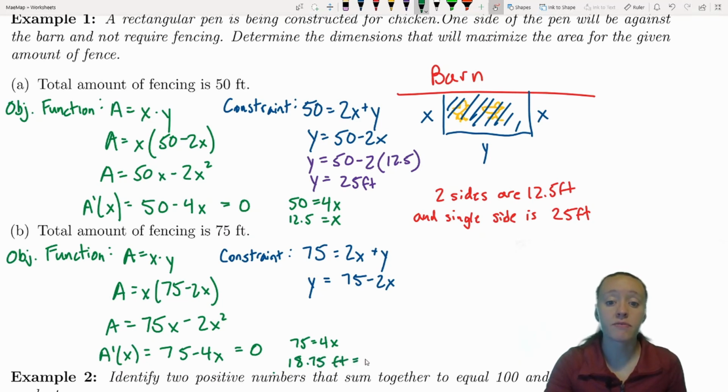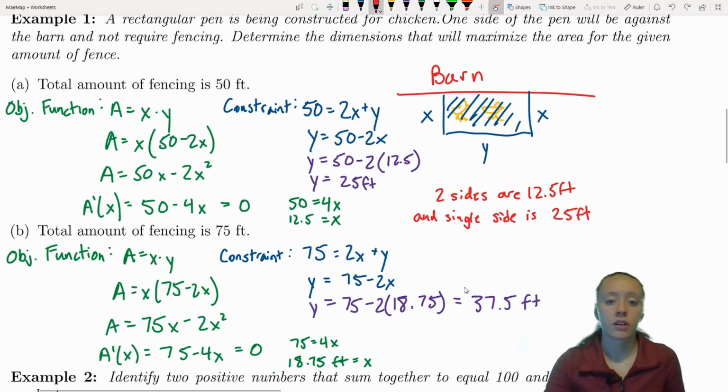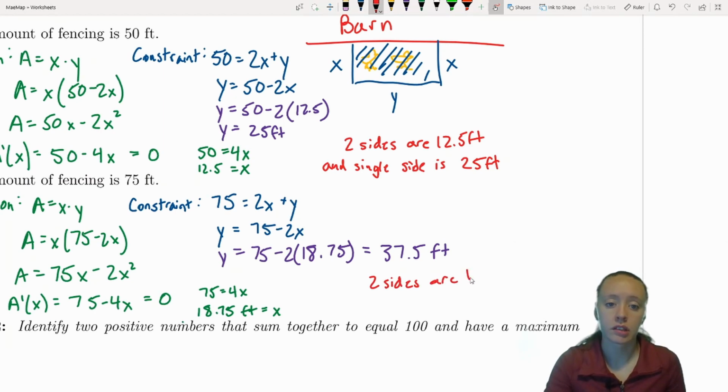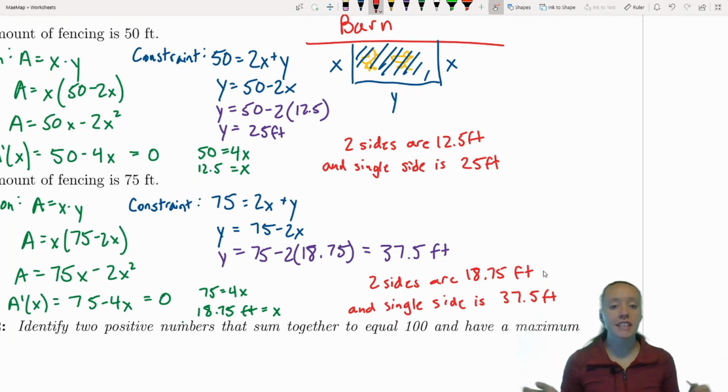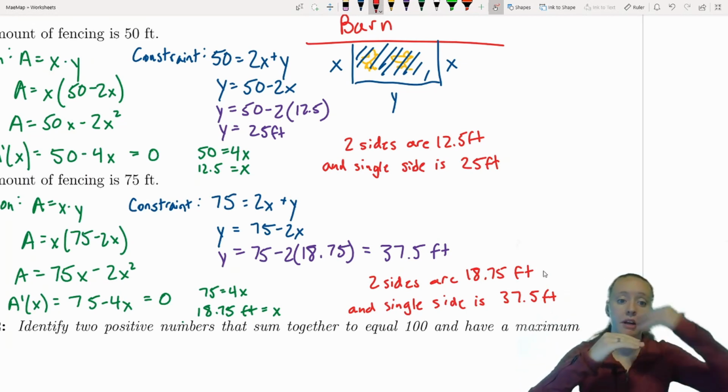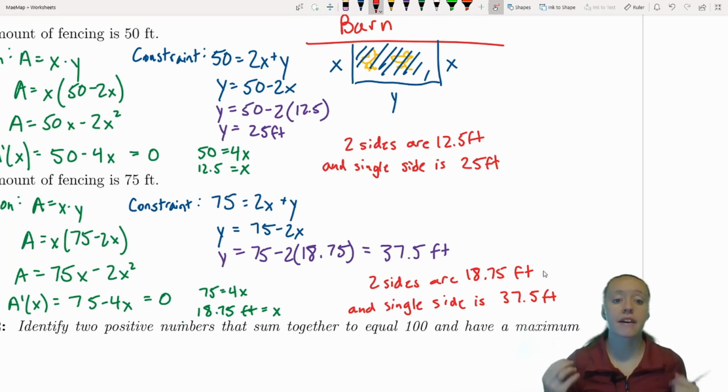So 18.75 feet is one side, which correlates to technically two sides because I have 2x, but now I'm going to plug that in to solve for my missing side y because I want the dimensions that will maximize the area. So y is going to be equal to 75 minus 2 times 18.75, which is going to give me 37.5 feet. So my dimensions are that the two parallel sides are 18.75 feet and that other side that's parallel with the barn is 37.5 feet.